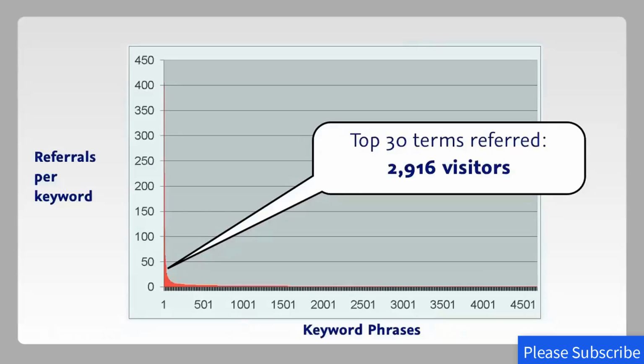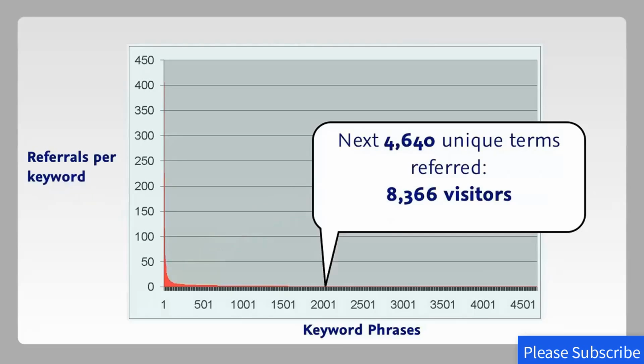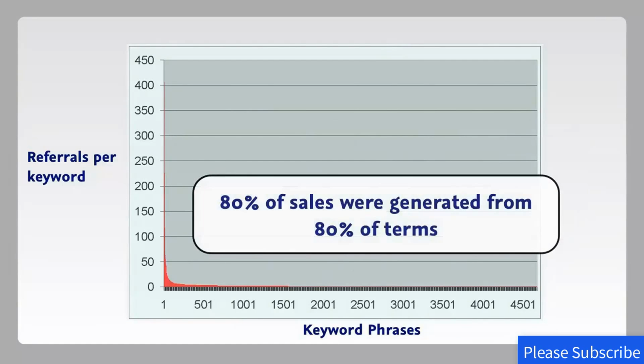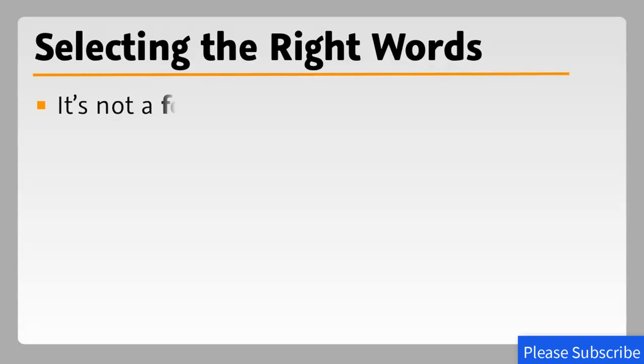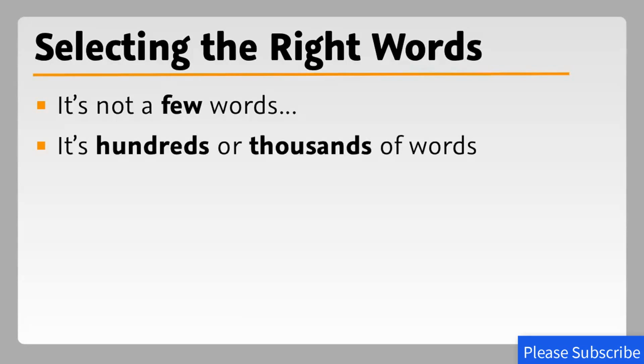Another example of another customer, their top 30 terms referred about 3,000 visitors in a month. The next 4,000 unique terms referred over 8,000 visitors. The majority of their sales came from 80% of the words, and that was after the top 30 terms, because these were the words people were using when they were ready to buy. So it's important that you select the right words. And remember, a keyword strategy is not just ranking for one word, it's ranking for hundreds or thousands of words that searchers are using to find what you have.